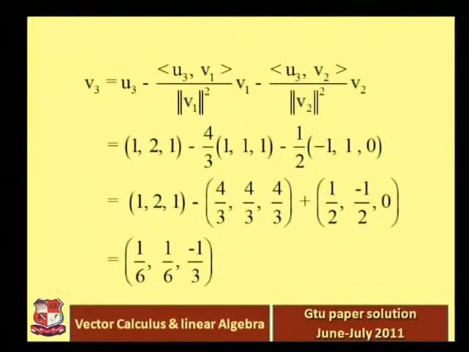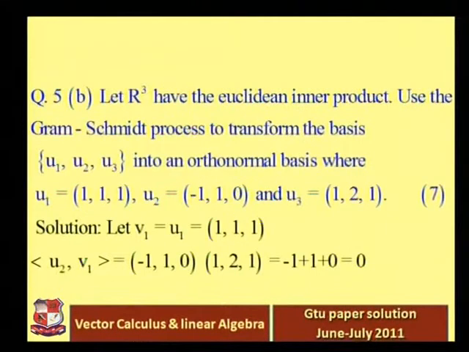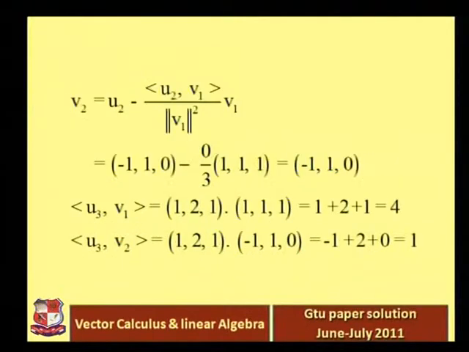So (1, 2, 1) minus 4 by 3 times (1, 1, 1) minus 1 by 2 times (-1, 1, 0). That gives 1 minus 4 by 3 plus 1 by 2, that is 1 by 6; 2 minus 4 by 3 minus 1 by 2, that is 1 by 6; and 1 minus 4 by 3 plus 0, that is minus 1 by 3. So now we have an orthogonal set. v1, v2, v3 are an orthogonal set, but we want to convert it into an orthonormal set.